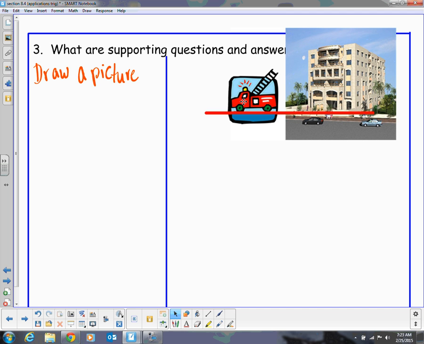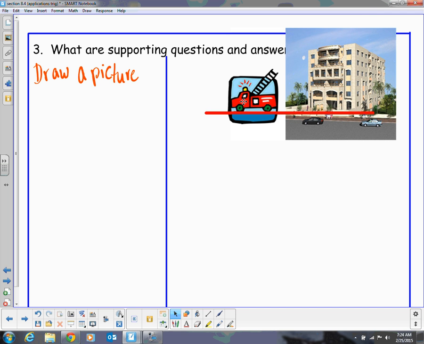Okay, so once you get your building and once you get your fire truck, now what should you do? We're not finished with our diagram. So what's the purpose here? We've got a fire truck. We've got a building. We're talking about a ladder. What's the purpose of the ladder? We want the maximum length, but why would they need the ladder in the building?